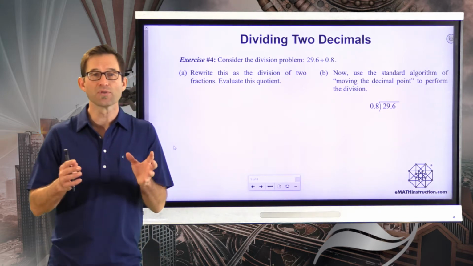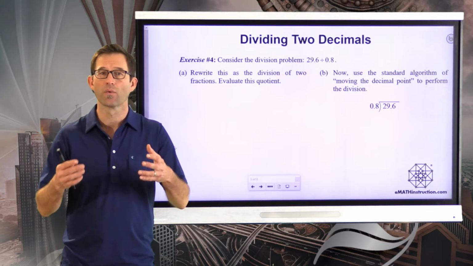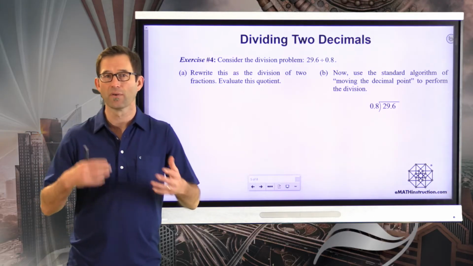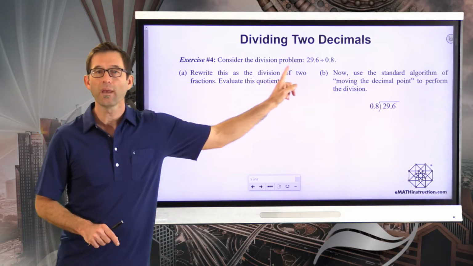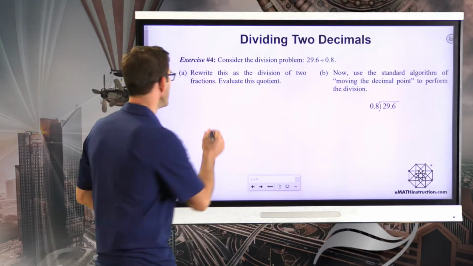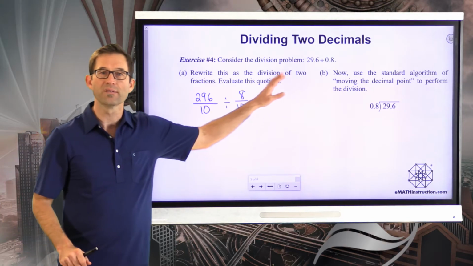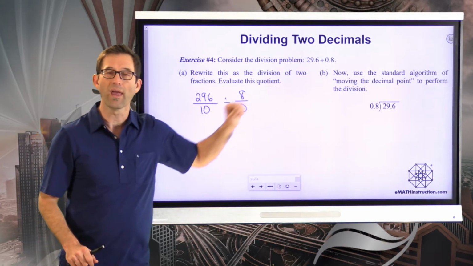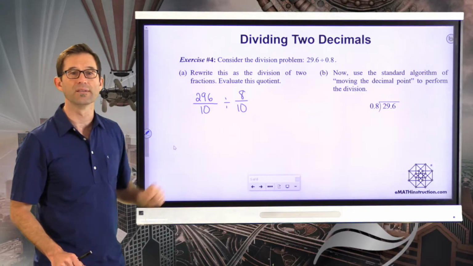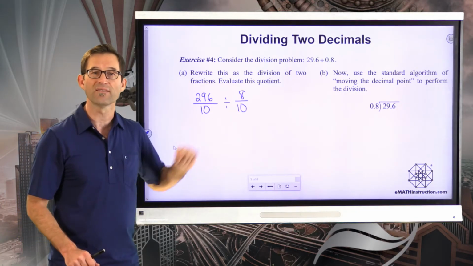So remember, decimals are just a fancy way of actually writing down fractions with denominators of 10, 100, etc. So 29.6, right, is actually 296 over 10. Likewise, 0.8 is 8 over 10. So saying 29.6 divided by 0.8 is the same as saying 296 tenths divided by 8 tenths.